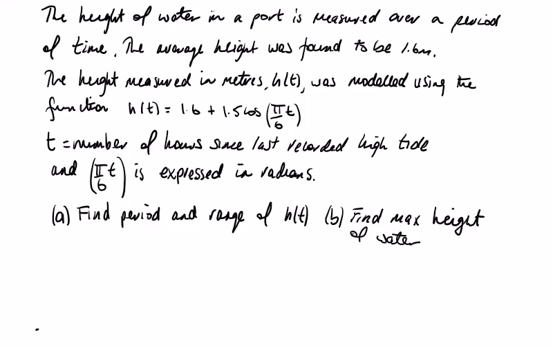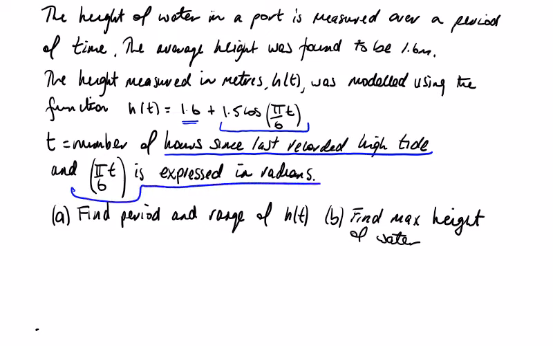The next question is about the height of water in a port measured over a period of time. The average height was found to be 1.6 meters, and the height measured in meters, h of t, this function is 1.6 plus 1.5 cos of pi over 6 times t. T is the number of hours since the last recorded high tide, and obviously pi over 6 times t is expressed in radians. So the period and range.